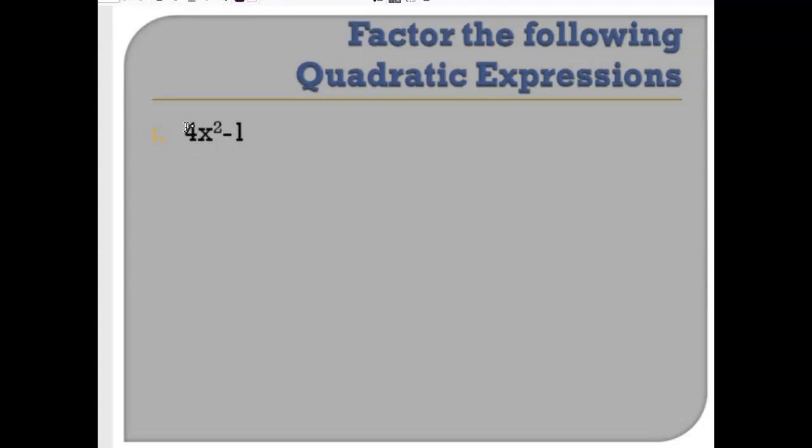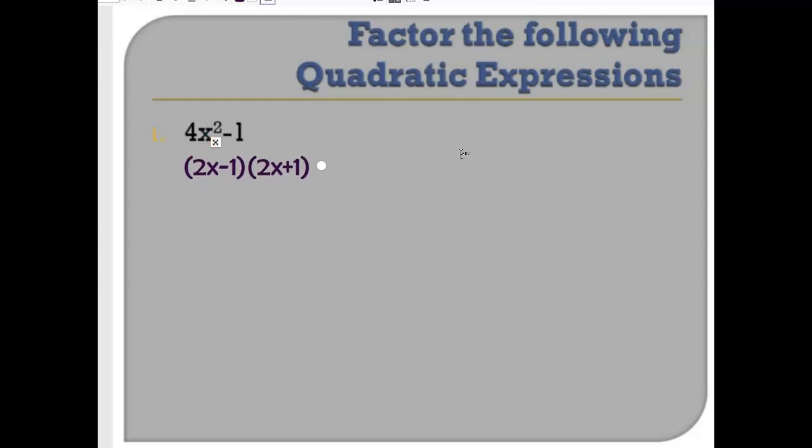Similarly, for 4x squared minus 1, 4 is a perfect square. X squared is a perfect square. So you can have two perfect squares multiplied together and still apply our formula. So the square root of 4 is 2. Square root of x squared is x. So we get 2x. 1 is a perfect square. So you have 2x minus 1, 2x plus 1.